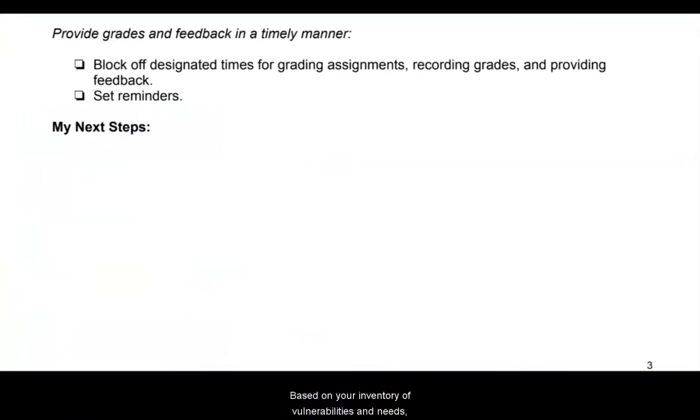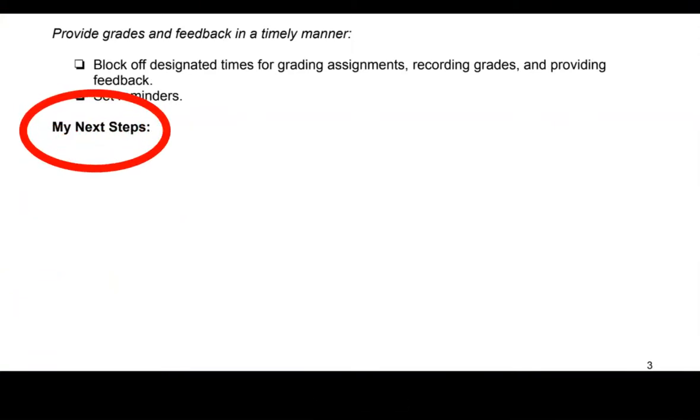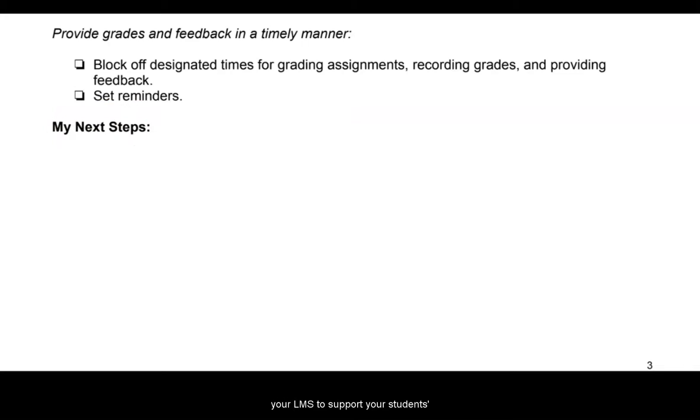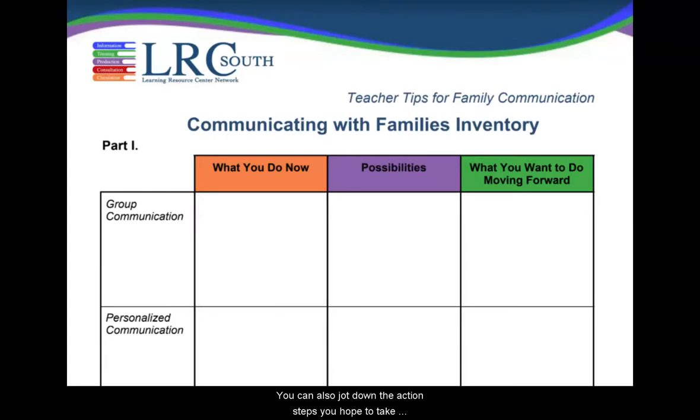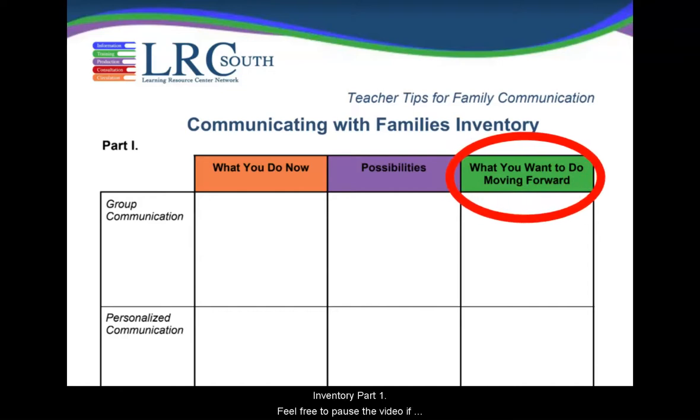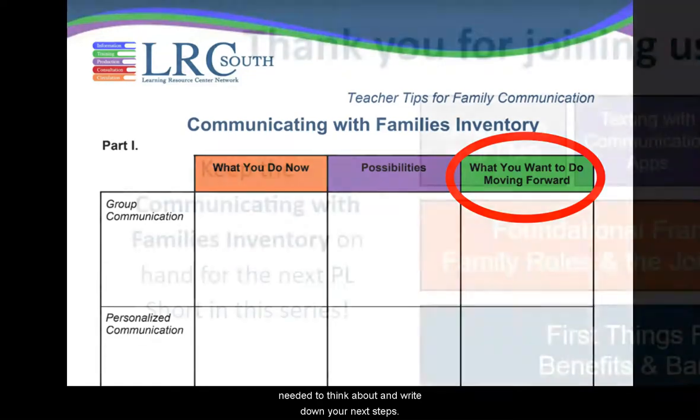Based on your inventory of vulnerabilities and needs, along with our recommendations, what are your next steps? What is one thing you can do to leverage the features of your LMS to support your students' families in their role of monitoring their children's progress? Be as specific as you can so that you have a clear, concrete plan in place. Include who in your professional learning community may be able to support you in this plan. You can also jot down the action steps you hope to take moving forward on your Communicating with Families Inventory Part 1. Feel free to pause the video if needed to think about and write down your next steps.